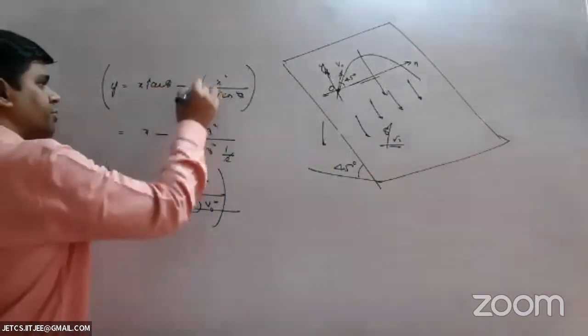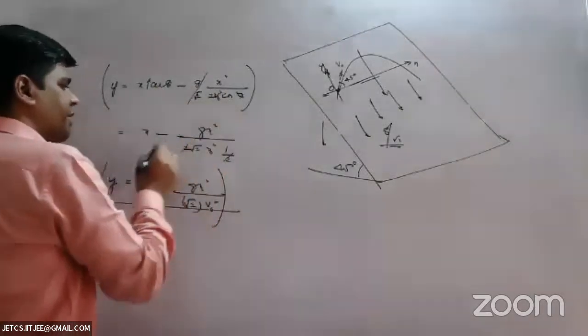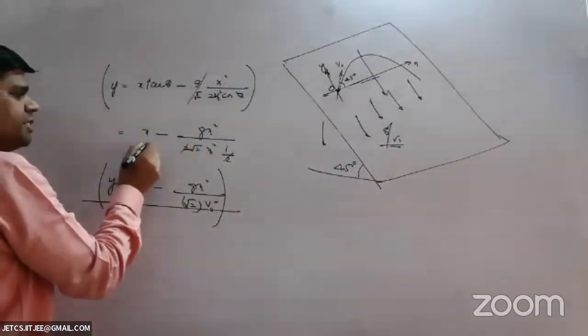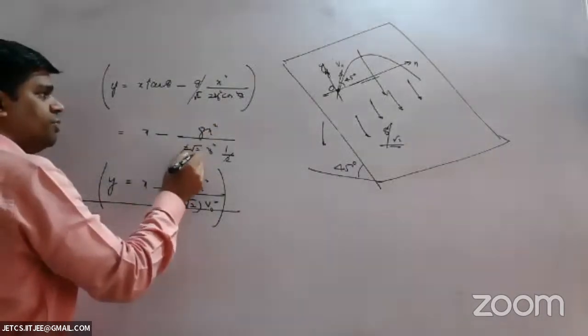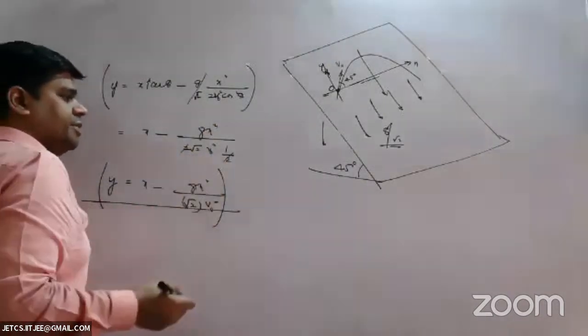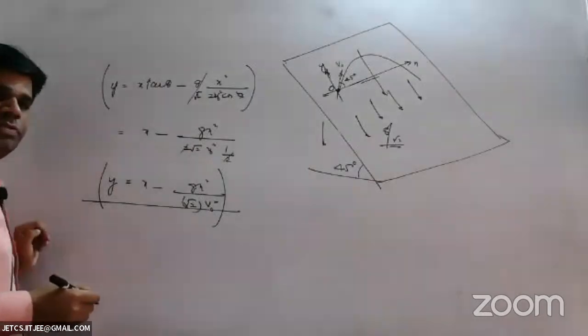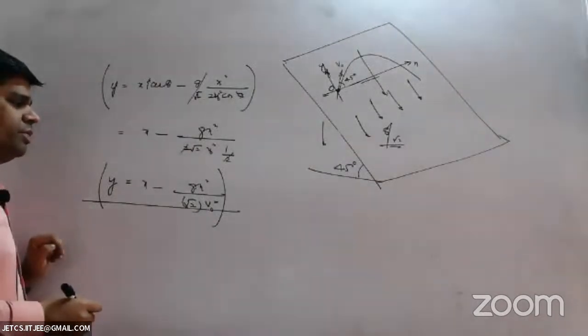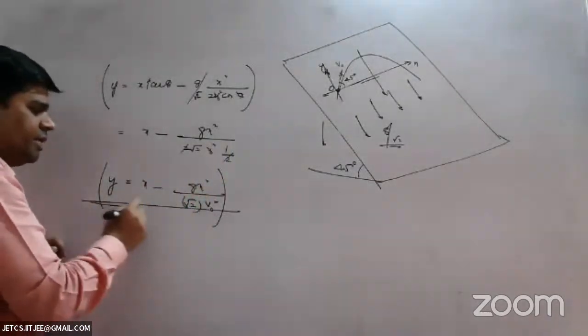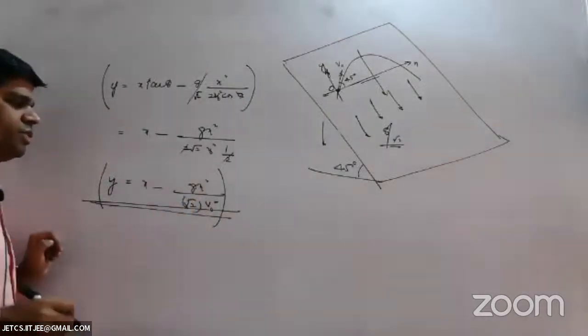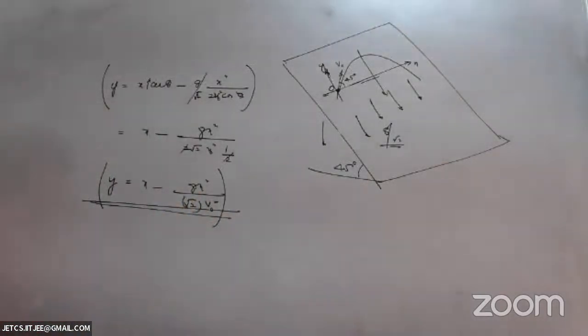So I'll replace g with g by root 2, and theta is 45, so tan 45 is 1. x tan theta minus g x square by 2 root 2 v naught square cos square theta. Theta is 45, so cos theta is 1 by root 2 and cos square is 1 by 2. This 2 gets cancelled out. I'll get x minus g x square by v naught square root 2. Is it okay now?